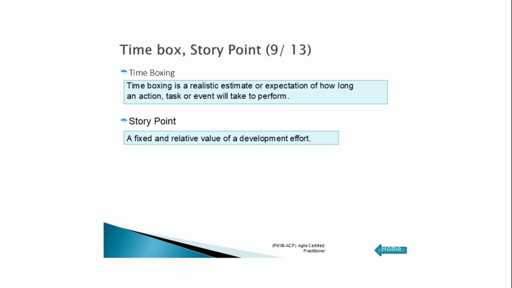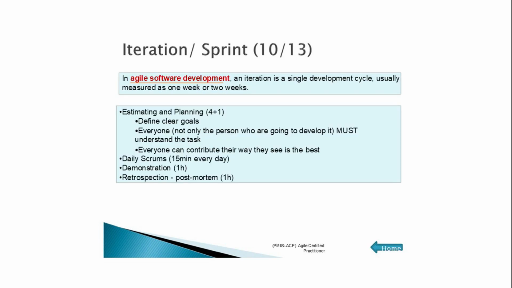Time boxing and story points are essential in agile planning. Time boxing sets a fixed duration for tasks, while story points provide a relative measure of effort required for development. In agile development, an iteration or sprint is a short cycle where teams plan, execute, and review their work. This iterative process helps in achieving clear goals and continuous improvement.